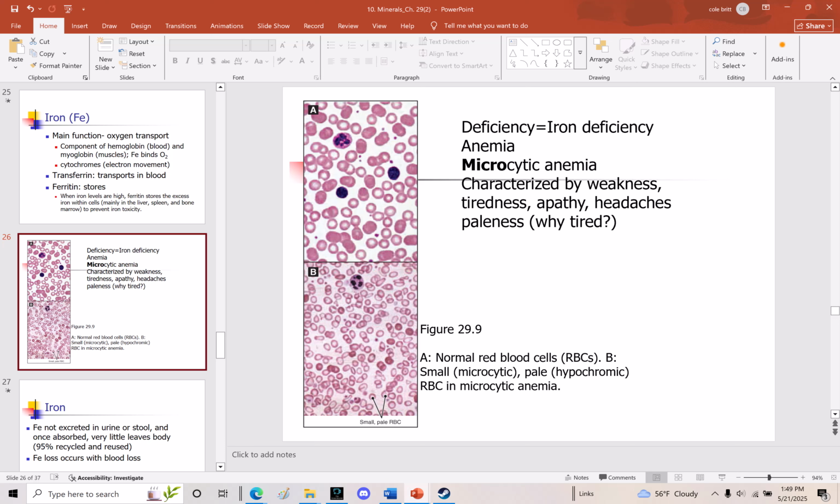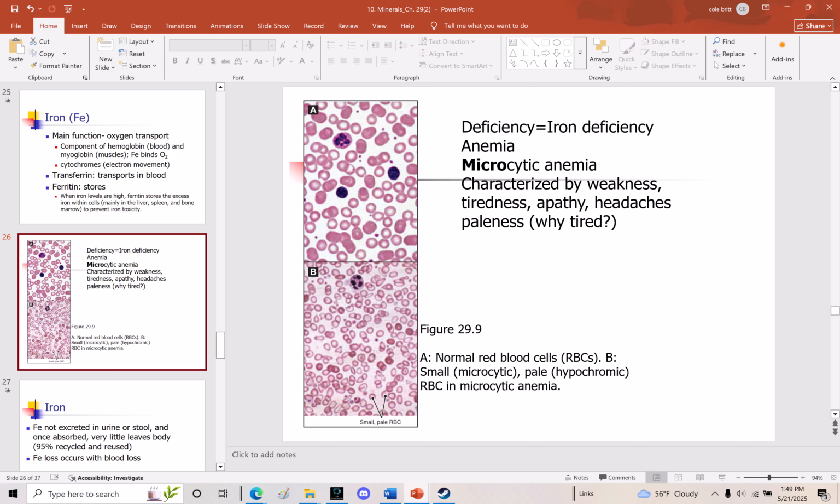You can't make hemoglobin. If you can't make hemoglobin, then red blood cells, this is the normal size of red blood cells, these little pink guys, you're going to have small, pale, it's already written here, small, meaning microcytic, pale red blood cells. So this is microcytic anemia. Microcytic anemia, that's iron.